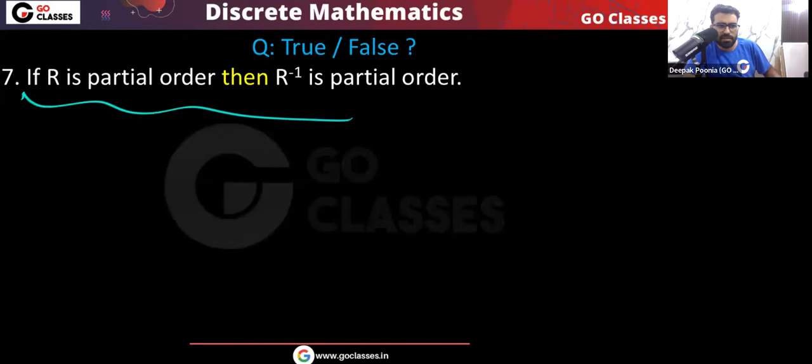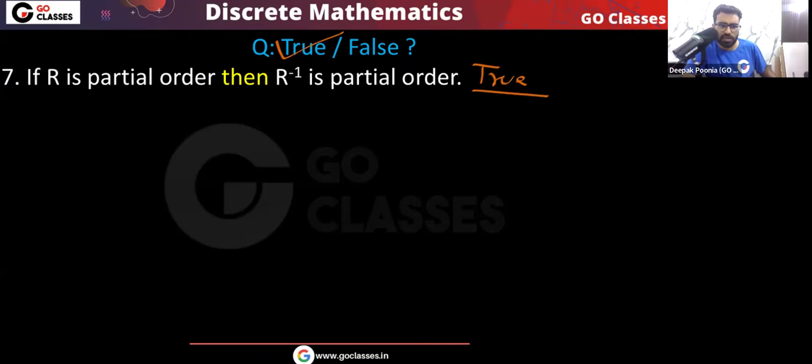Let's see this statement. If R is partial order, then can I say R inverse is partial order? Yes, this statement is also true. Actually, there is nothing to prove here, because what is partial order? When can I say R is partial order? Remember, partial order means three properties are there. What are the three properties?